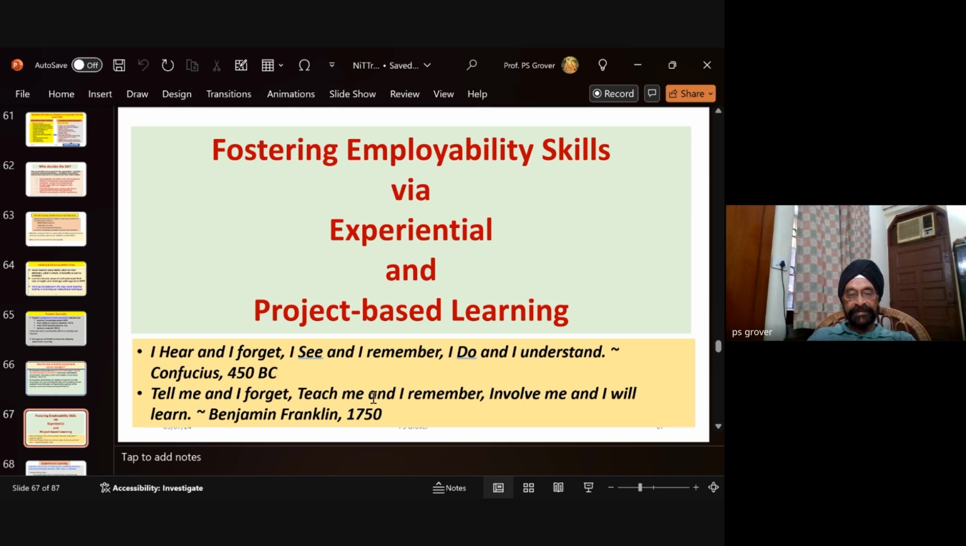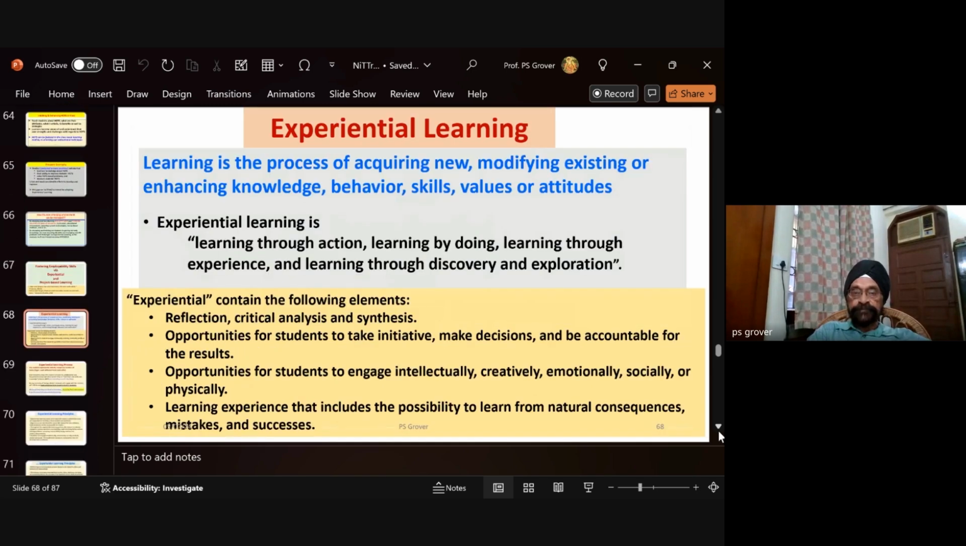Tell me and I forget. It's a very old saying, which means our teaching learning process has to be reoriented, wherein solution of complex problems, experiential problems, real life problems are complex. Solving complex problems and project-based learning is what is to be emphasized. NEP also emphasizes these things. So what is experiential learning?